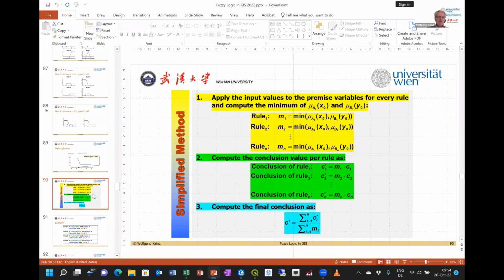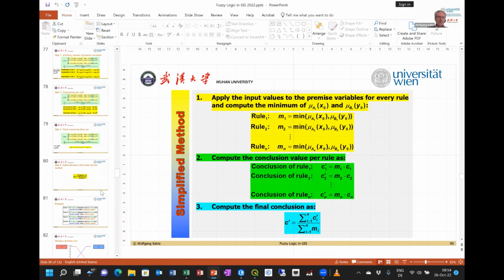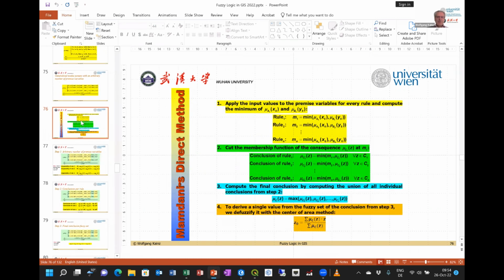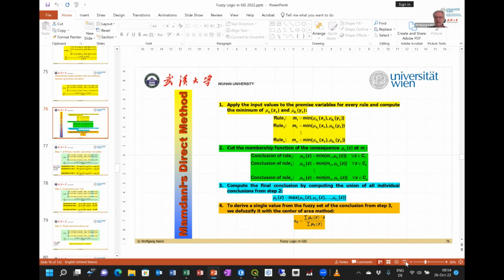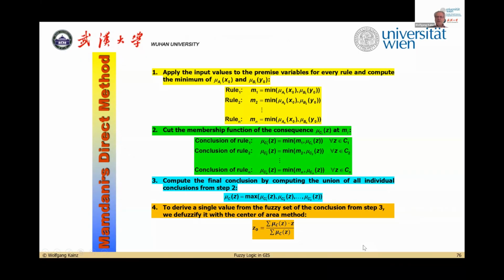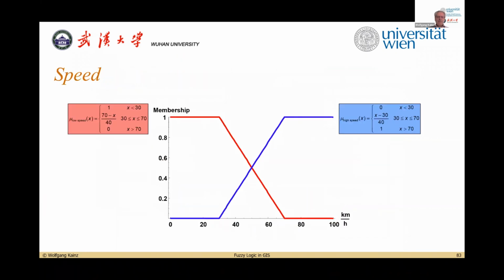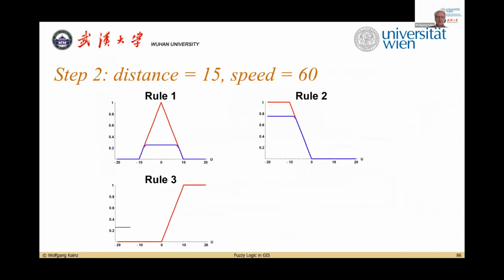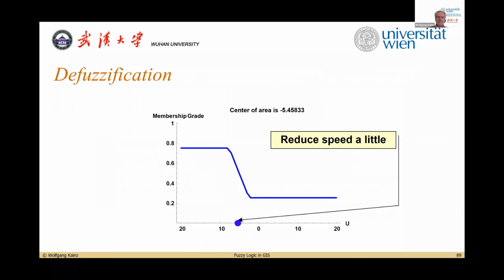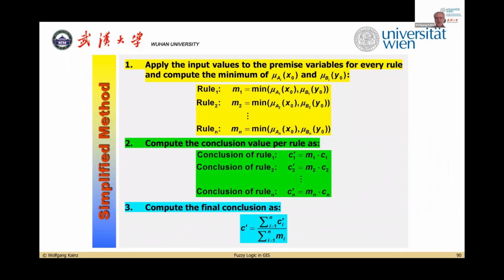Once again, when we were looking at the procedure for the Mamdani direct method, which looks like this, you can see that there's a four-step process. And then we looked at the simplified method, which is just a three-step process. And we were working on one example.